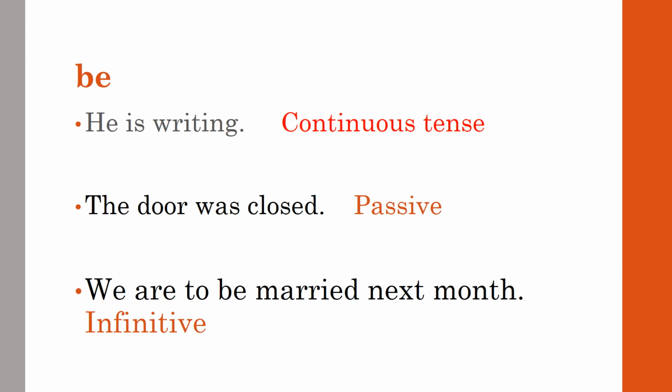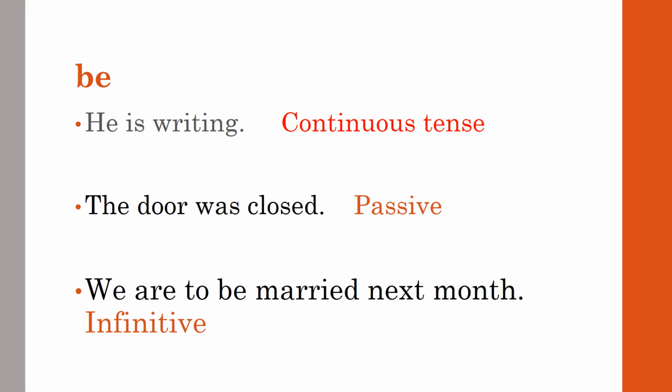So where and how can we use the auxiliary verb be? The first sentence is: he is writing. So he is writing is a continuous tense, the ing form. This clearly shows that this is a continuous tense, which is the ing form. You can also use was, were.